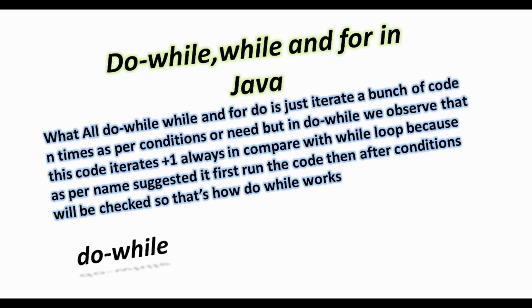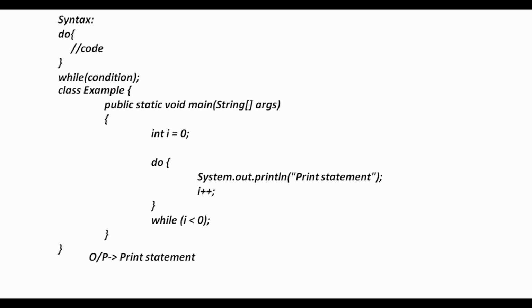First is do while, then while, and for loops. Do while works like this: if we have already executed a loop, do while always runs one more time in comparison to the while loop. Let's see the syntax first, and later we'll understand it in a program too. So the syntax of do while is like this.